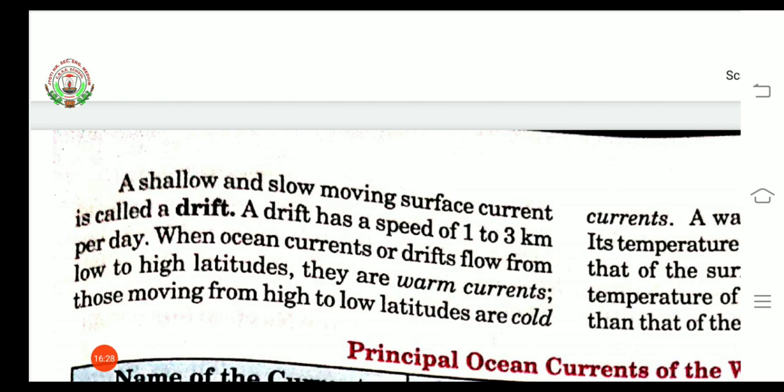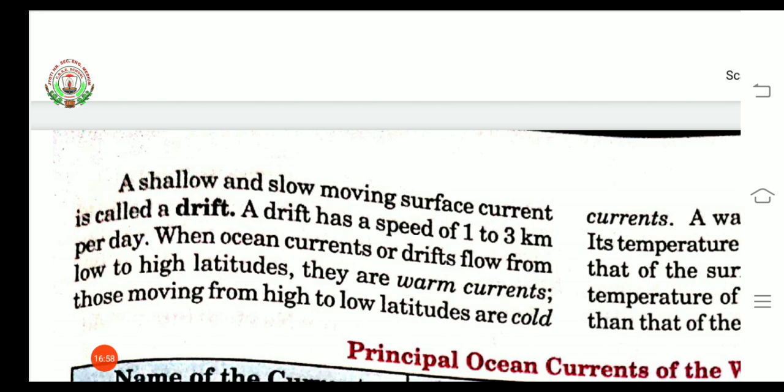There are two types of currents. First is warm current, another is cold current. First we'll understand about warm current. So warm currents, when ocean currents or drifts flow from low to high latitude, they are called warm currents. It means that the currents originate near the equator and move towards the poles or higher latitudes.